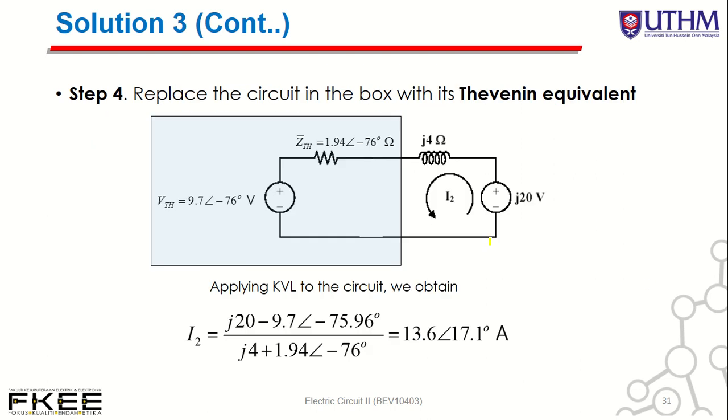And then you can replace the circuit in the box with the Thevenin equivalent. Then you can connect your VTH and ZTH to the original circuit at points A and B. And then you can determine I2 by using KVL. So in this direction, V minus VTH divided by total Z. Then you can get I2.